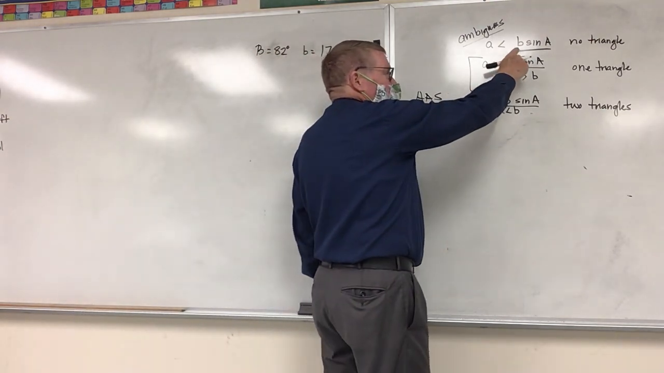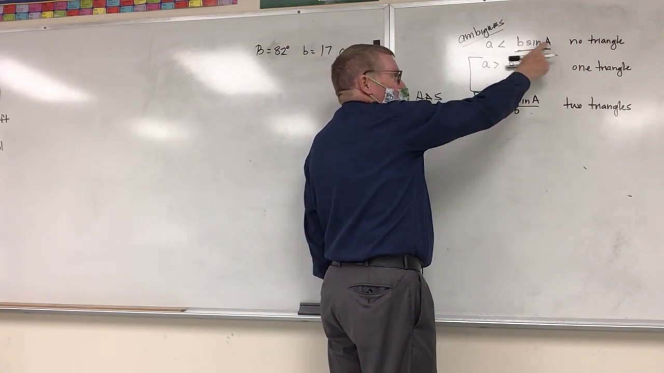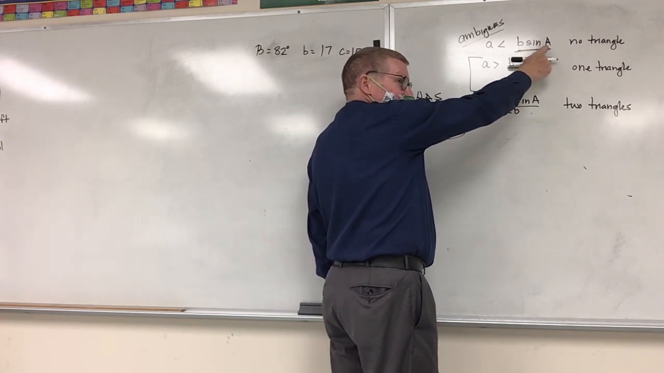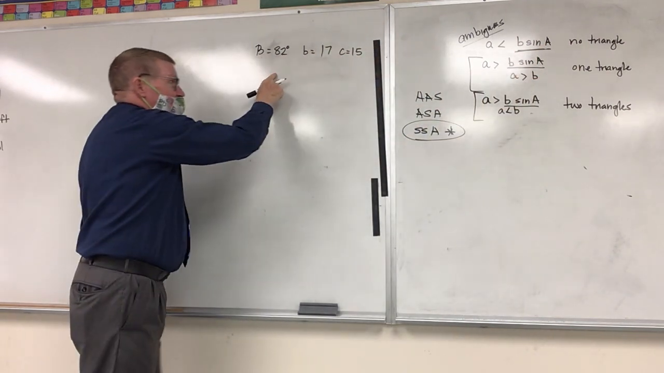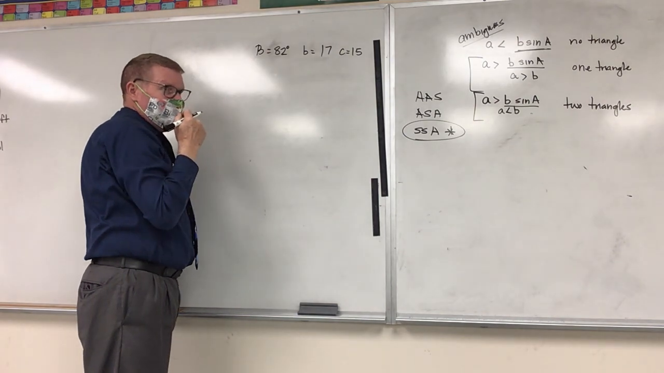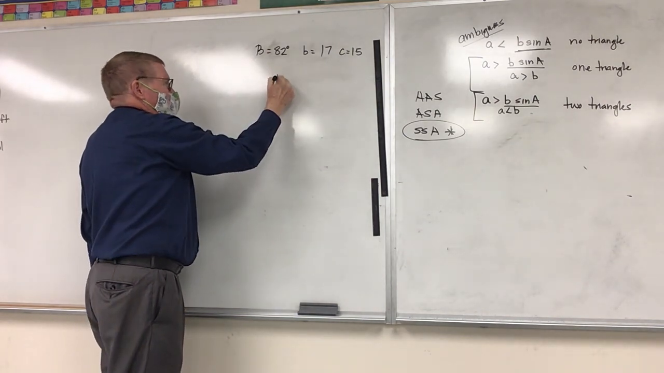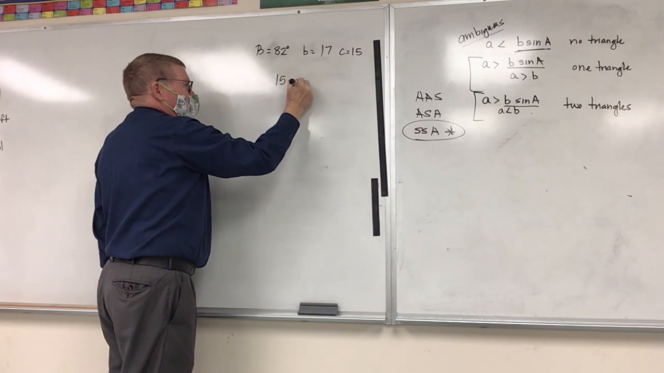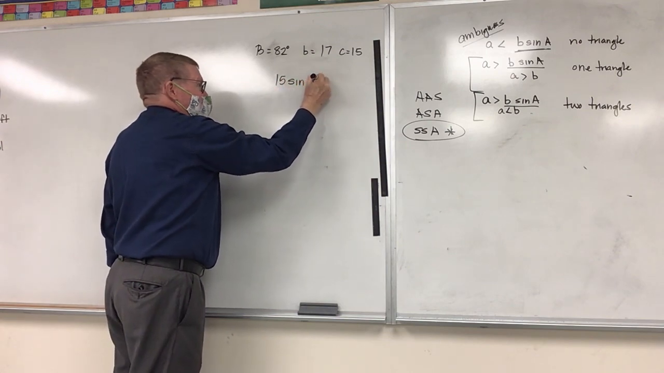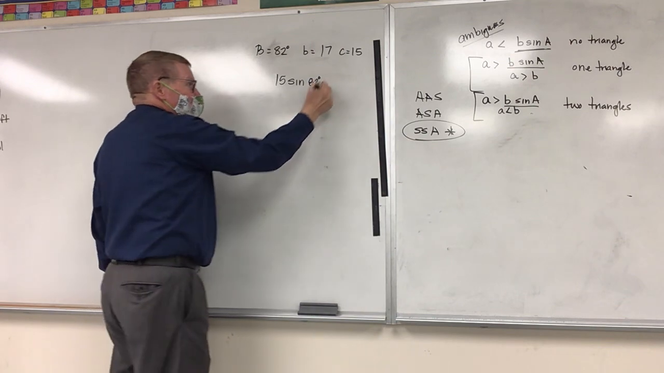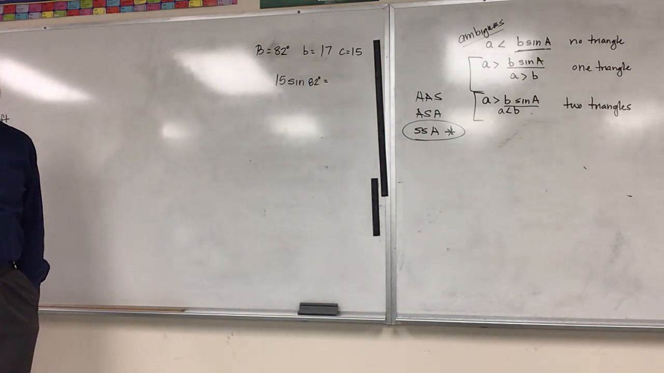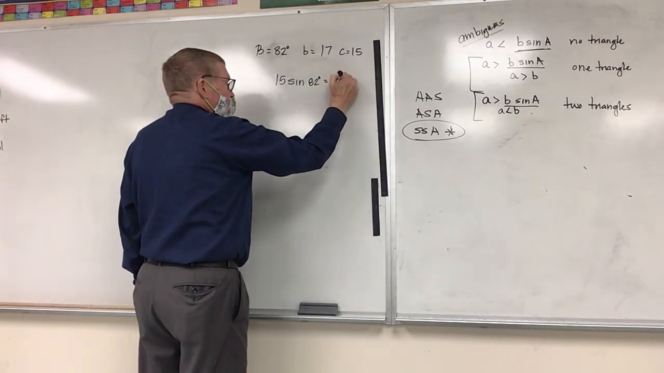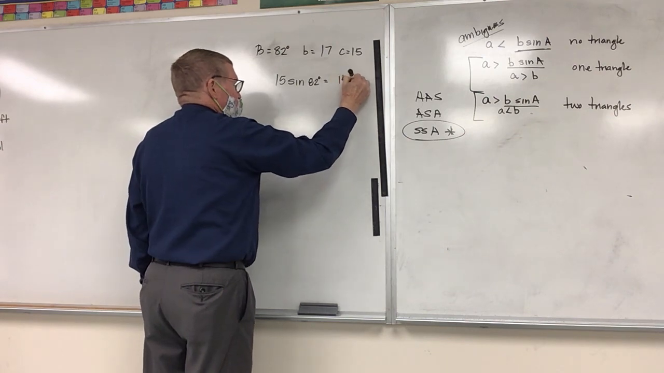Alright, you remember, this is B. Is this opposite of A? No. Are they the same letter? No. So when I go here, do I want to use the same letters? No, so 15 and 82. 15 sine 82 degrees. There's the key: I don't want to use the same letters. It is 14.85.